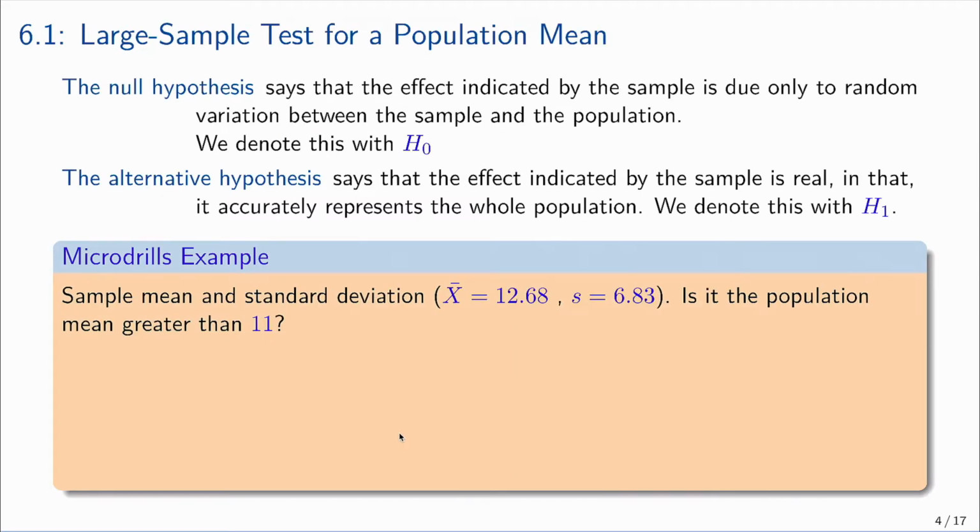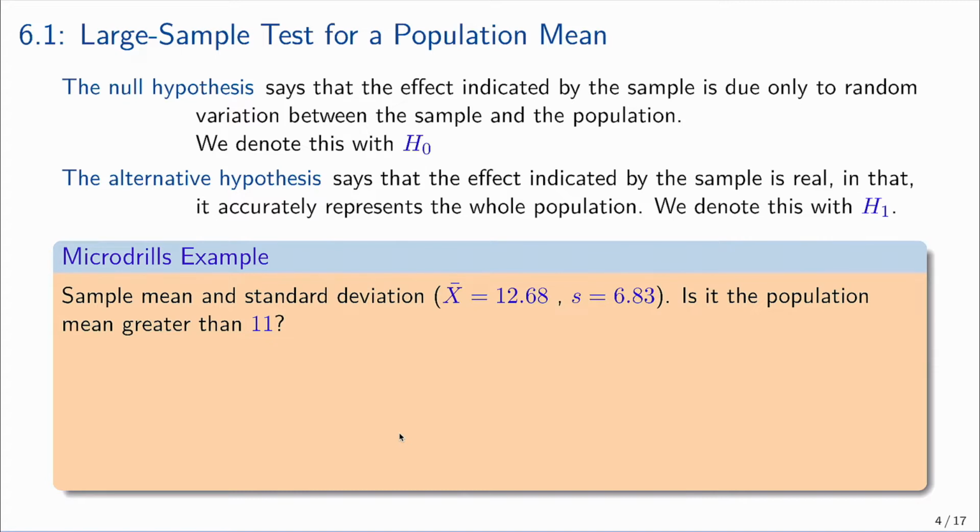How do we accomplish a test for a population mean? First of all, in this section, we are going to assume that we have a large sample. Large, remember, meaning larger than 30 sample elements. So we need to define two hypotheses, the null hypothesis and the alternative hypothesis. The null hypothesis, which we denote with H0, says that the effect indicated by the sample is due only to random variation between the sample and the population. That means that the results that we got were just by chance.